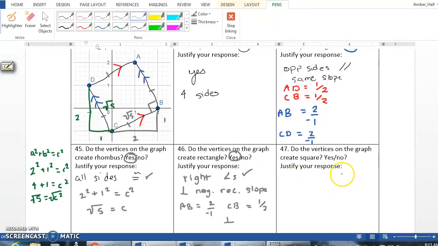Lastly, do the vertices on the graph create a square? Yes, they do. The way to prove it's a square is by proving it's both a rhombus and a rectangle, and we've already done so. So it is a rhombus and it is a rectangle. So the rhombus and rectangle questions prove this to be a square. And that's it for the review.